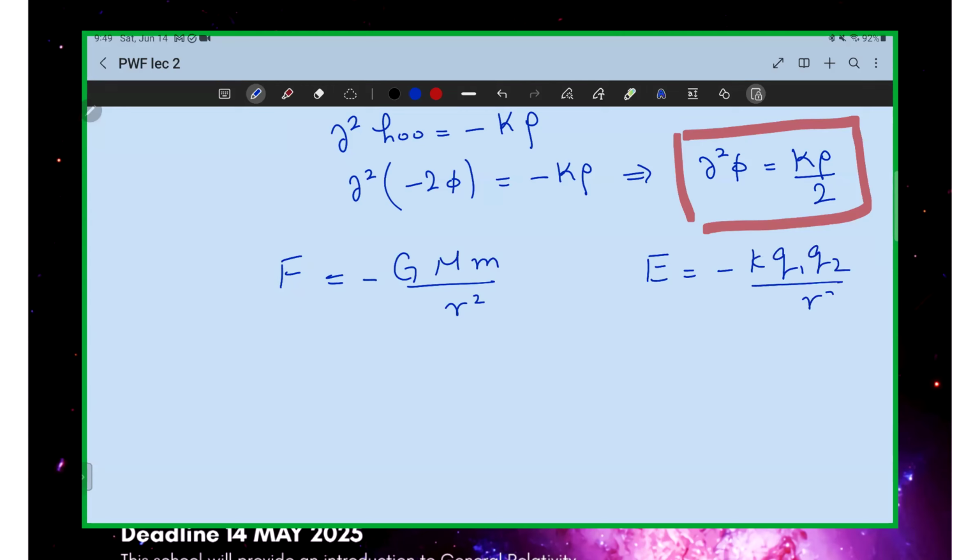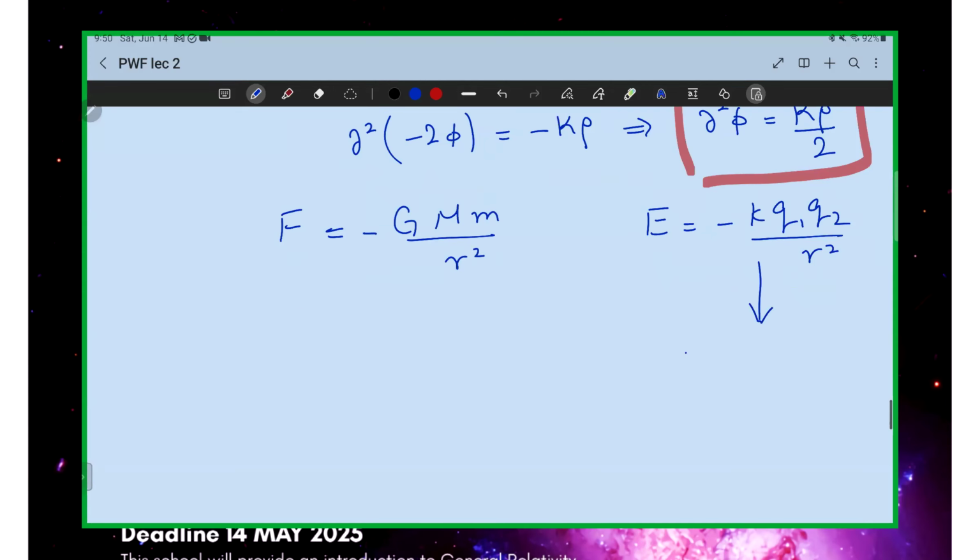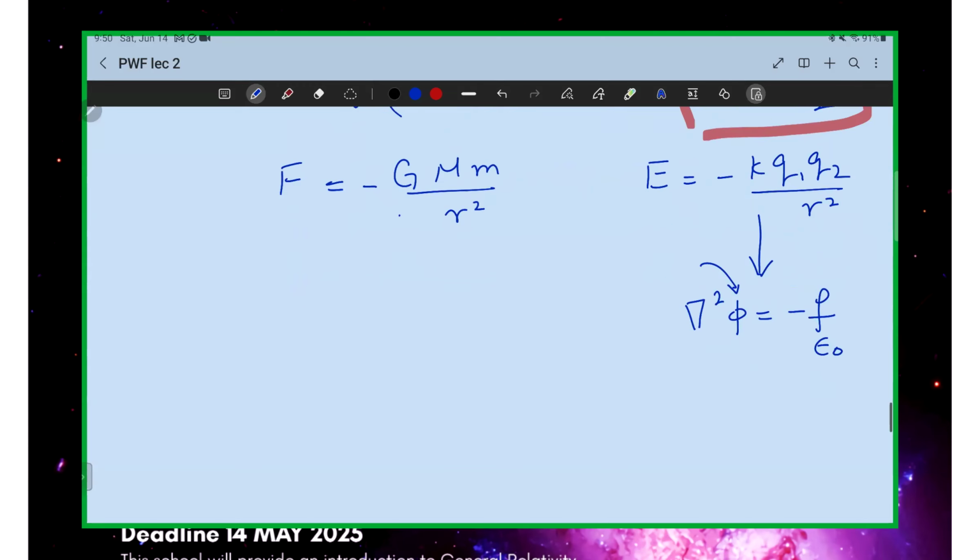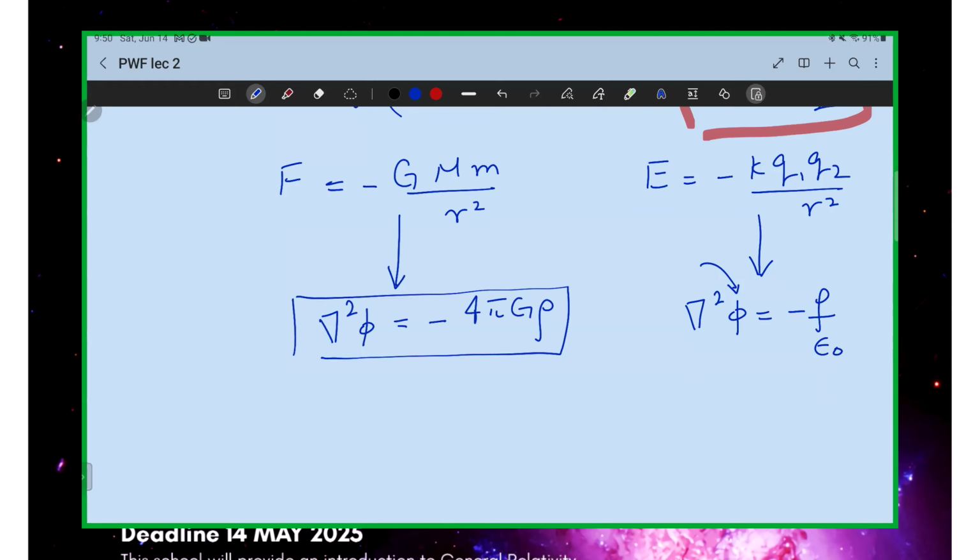But you know that you can convert this formula into Gauss's law, which is something like this. This is Gauss's law, where this is the electrical potential, right? Similarly, for the gravitational potential, you can convert Newton's formula to a formula for the gravitational potential, and it is nothing but this thing. So this thing can be derived from Newton's, yeah, you're right, charge density, of course. So this formula can be derived from Newton's law of gravitation.